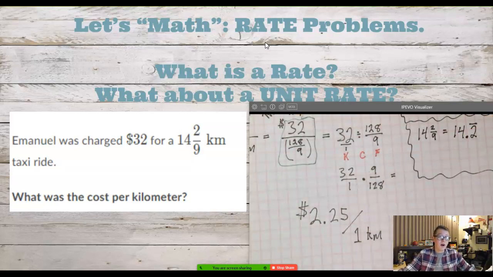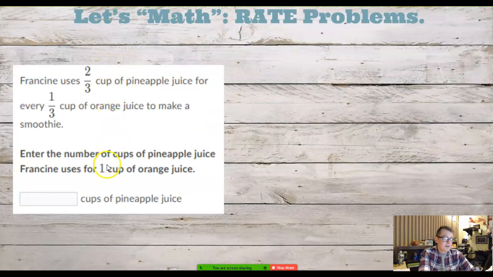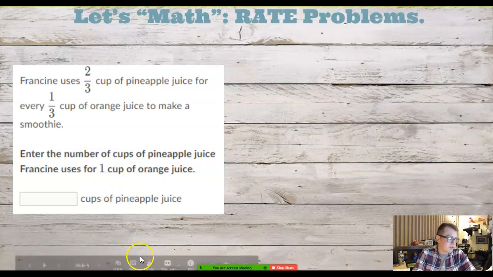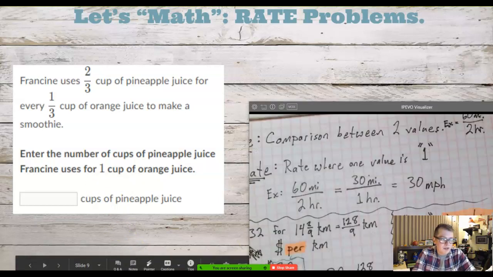Okay, we're going to do one more of these just so that it's in the recording, and because I have a couple more minutes, I really look at 50 being my cutoff for class. So let's check this out. Enter the number of cups of pineapple juice used for 1 cup of orange juice. So guys, we might want to go back up to our unit rate definition and add one little thing to it.